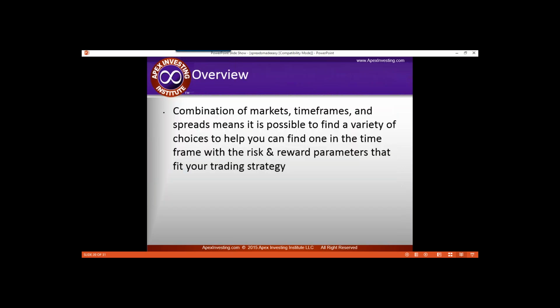Okay, perfect. All right, so with the combination of different markets, time frames, and different spreads, it's possible to find a variety of choices to help you find one in the right time frame with the right risk reward.